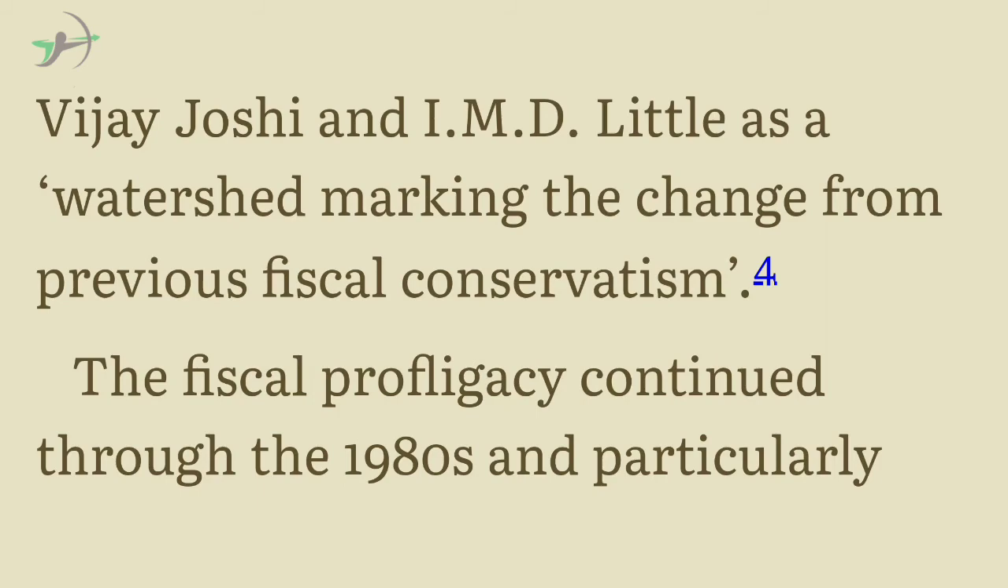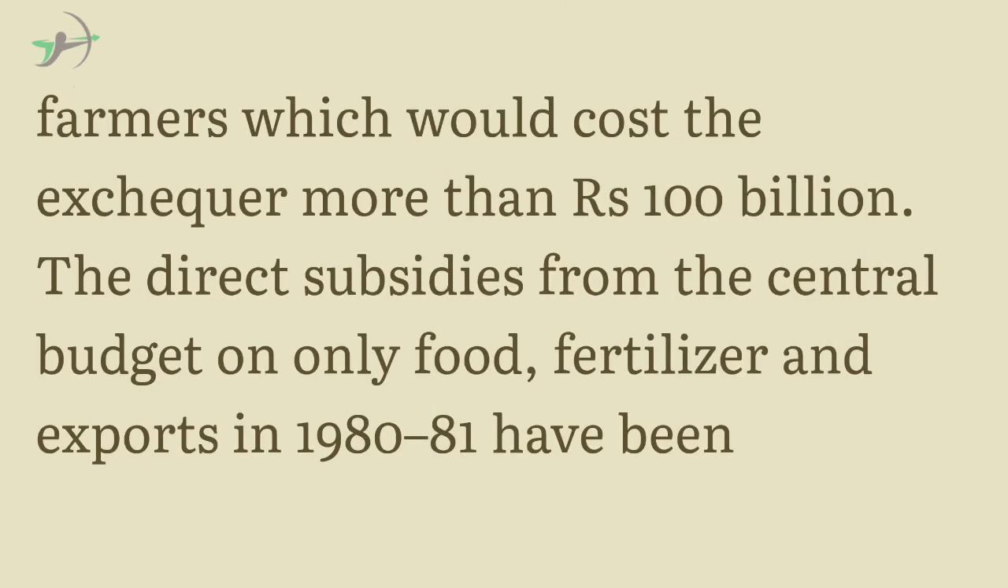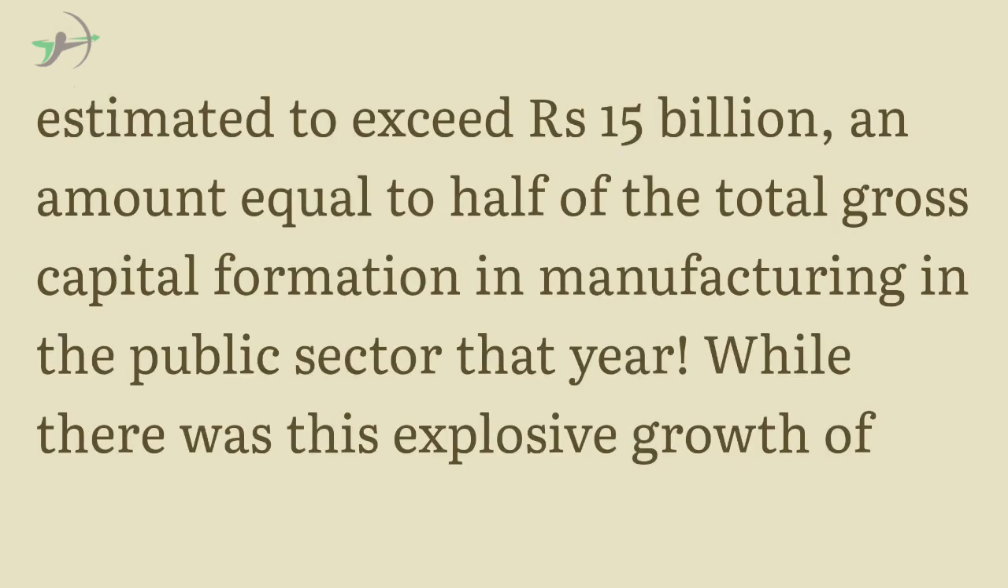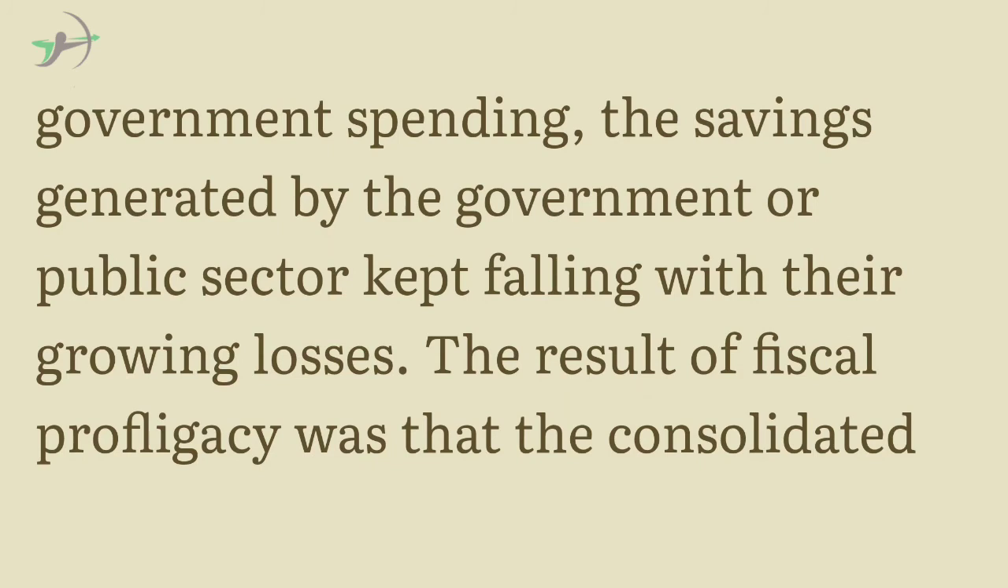Point 4. The fiscal profligacy continued through the 1980s and particularly during the second half, reaching absurd limits where, for example, the VP Singh-led National Front government that came to power in 1989 announced a loan waiver for farmers which would cost the exchequer more than 100 billion rupees. The direct subsidies from the central budget on only food, fertilizer and exports in 1980-81 have been estimated to exceed 15 billion rupees, an amount equal to half of the total gross capital formation in manufacturing in the public sector that year. While there was this explosive growth of government spending, the savings generated by the government or public sector kept falling with their growing losses.